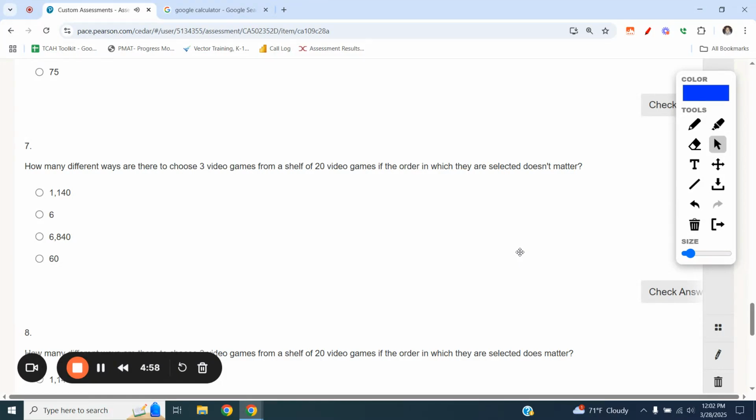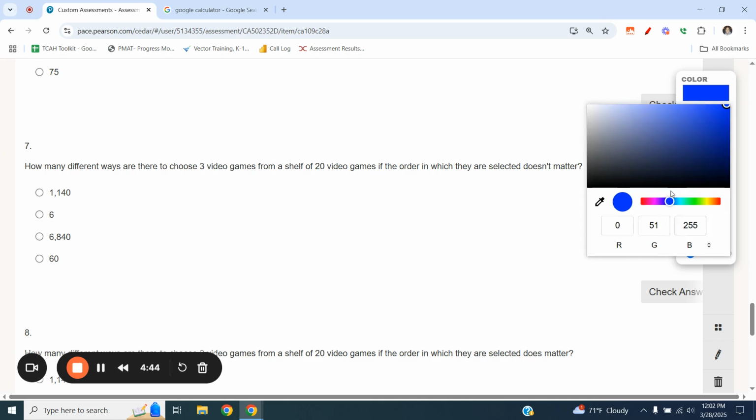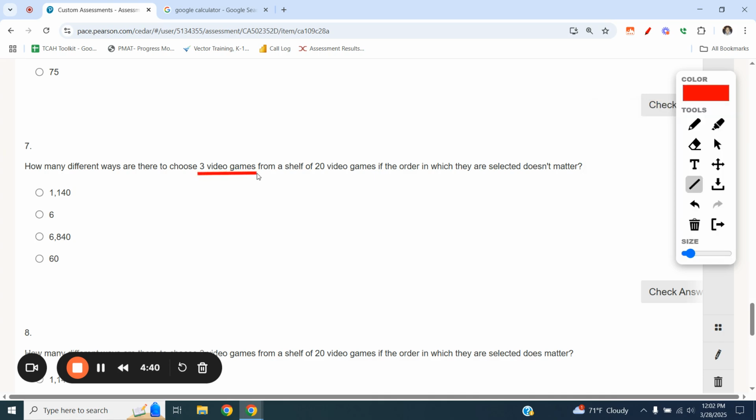Okay, for this question, it says, how many different ways are there to choose 3 video games from a shelf of 20 video games if the order in which they are selected doesn't matter? So there are some key things that we need to note about this question. The first thing being that we are selecting 3 video games from a shelf of 20 video games. So we have 3 video games we're going to pick from a total of 20.